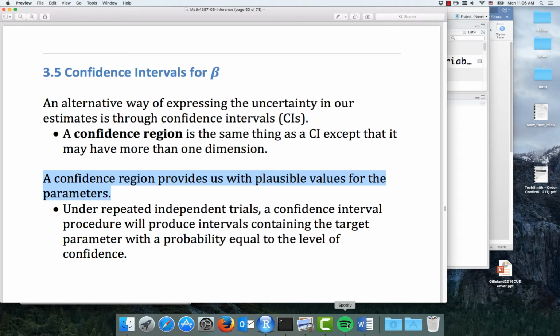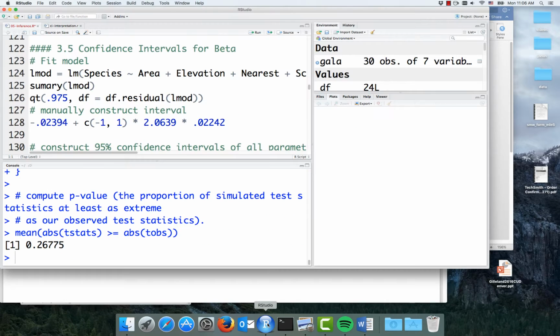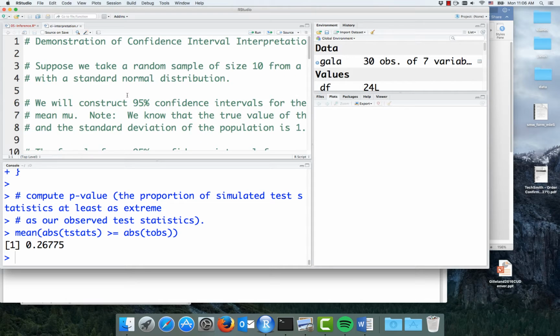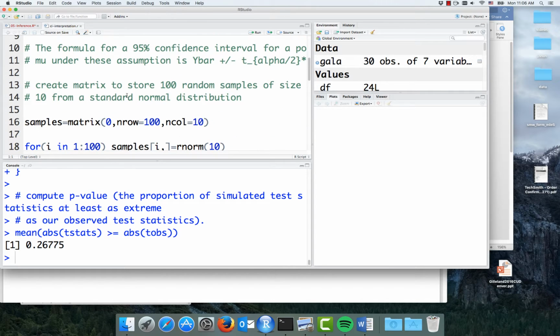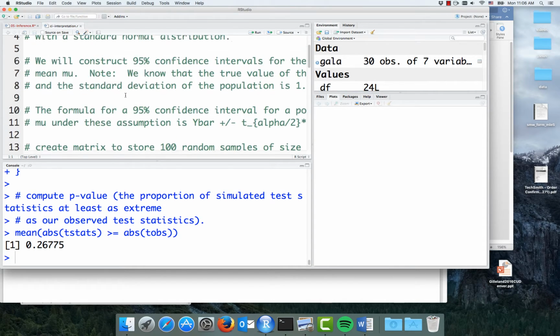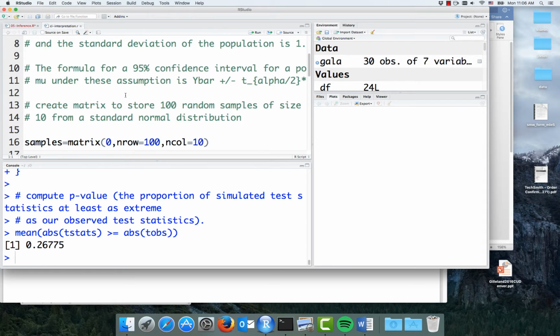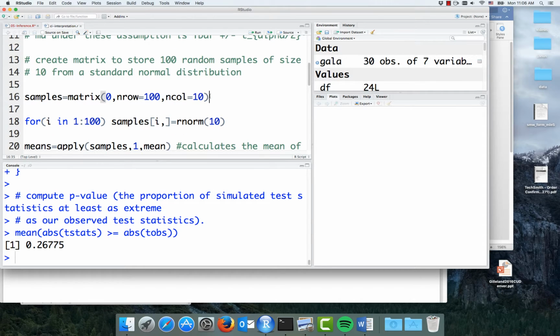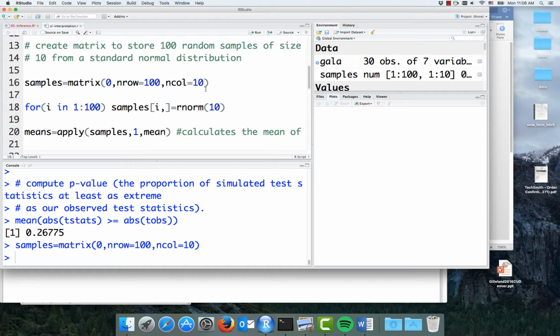So I haven't posted this on Canvas. This is something that I use in some of my other introductory classes. And in this example, I'm just going to walk you through the code. But the idea is that we're going to take 100 samples from a population that has a standard normal distribution. And each sample is going to have a sample size of 10.